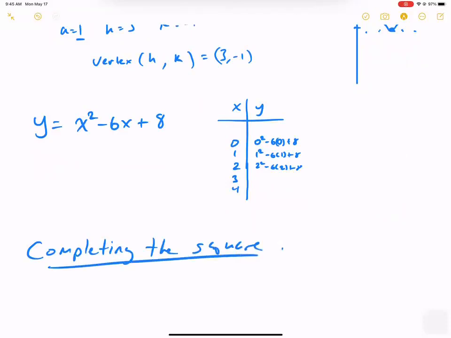This method, completing the square, is our way of changing a quadratic x squared problem into vertex form. Okay, so this is a method that you guys 100% need to pay attention to. It is not a hard method. Hopefully the way I teach it makes sense to you, but you have to listen right now. If not, you will not get it.